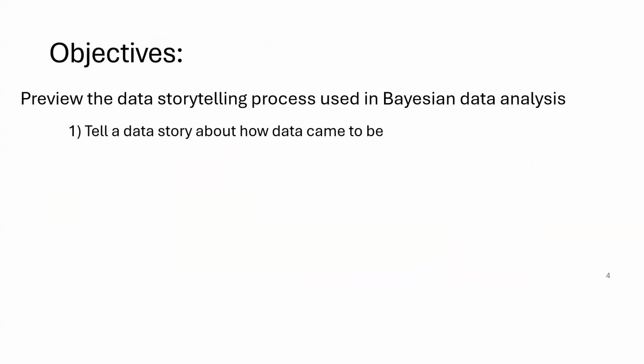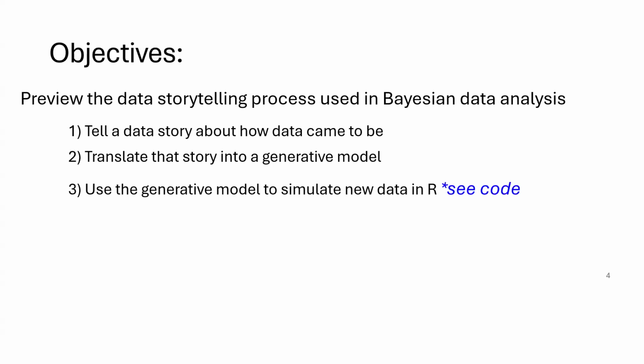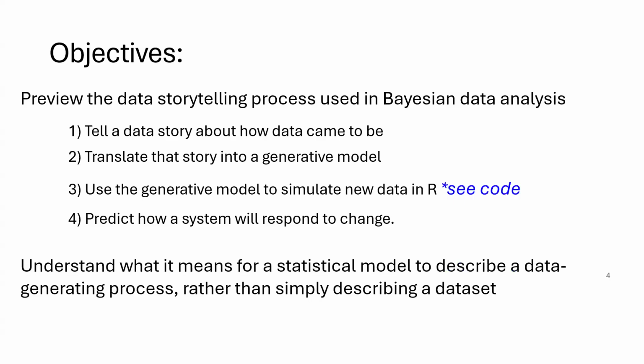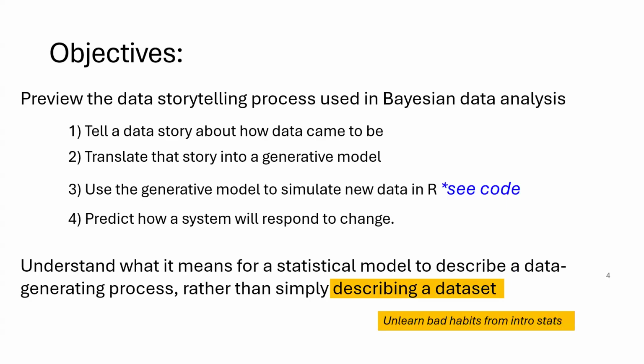So this is just telling a story about how the data came to be, translating that story into a generative model, using that generative model to simulate data, for which I provided some sample R code and exercises, and predicting how the system will respond to change. But in order to do that, I want you to understand what it means for a statistical model to describe a data generating process as opposed to describing a data set. So if you've had some stats education, you might have to unlearn a few things.